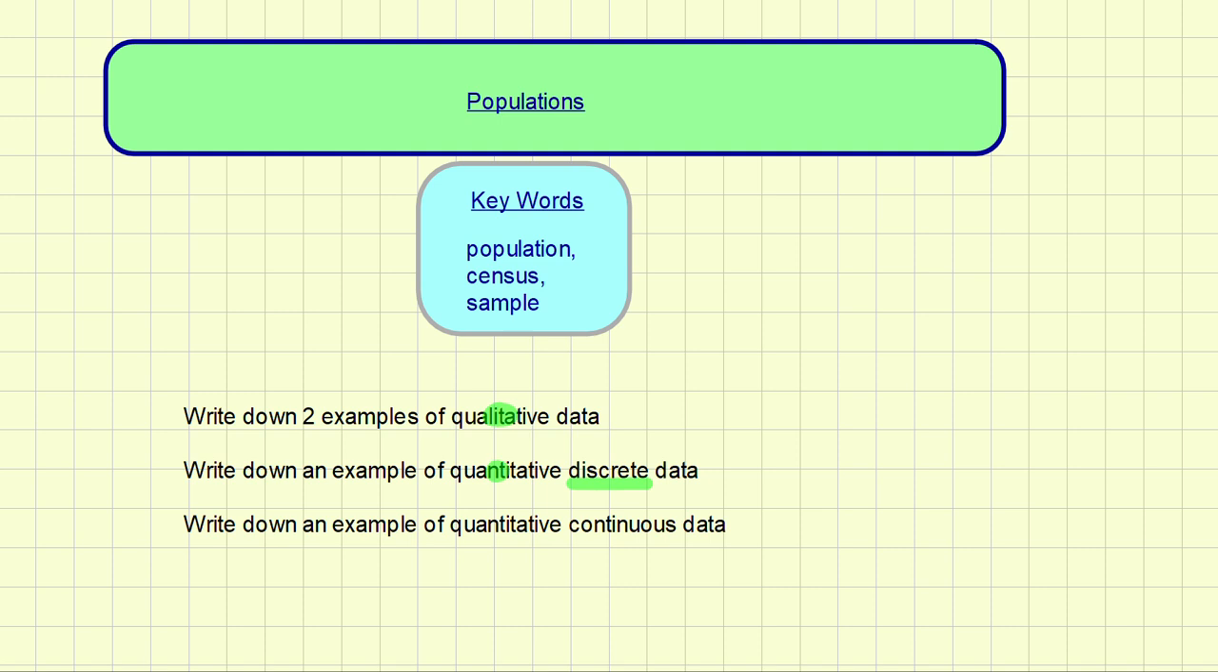Remember, discrete means those that only take certain values. So number of cars that pass your house in the next hour, for example. And then quantitative, continuous data could be the height of your classmates.